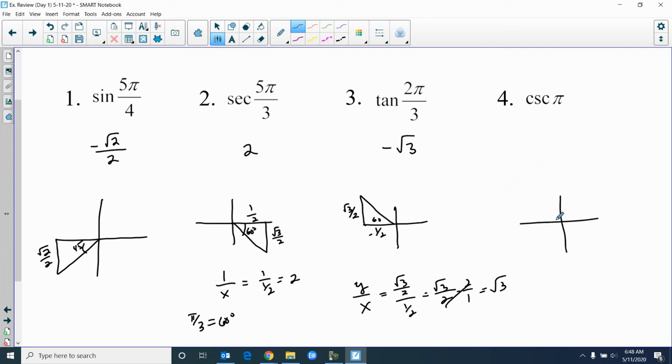Sine is y, so cosecant would be 1 over y. Well, pi is 180 degrees. What's the coordinate there on the unit circle? It is negative 1, 0. Well, 1 over 0 would be undefined.